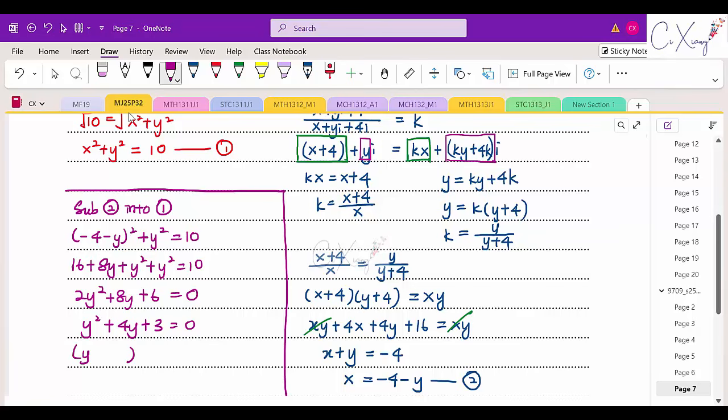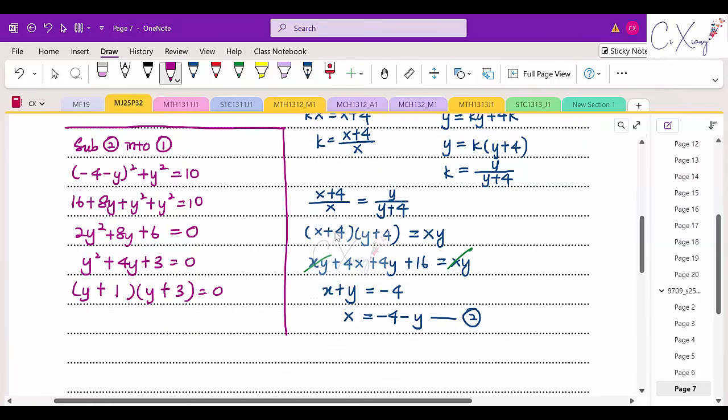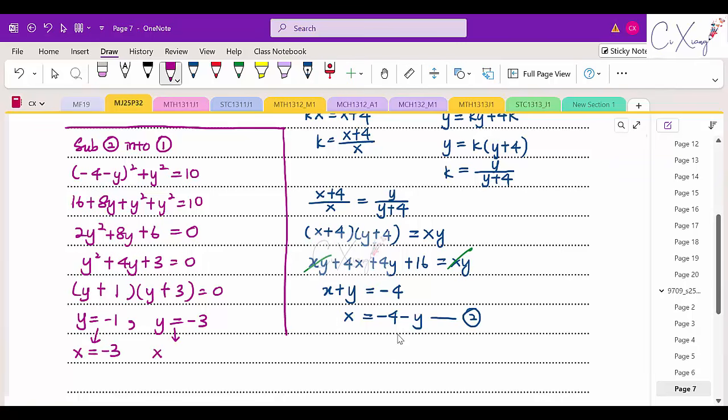Factorize the y. 3 and 1, positive both. Then you will get two values for y, where y equals negative 1 and also y equals negative 3. Then again, I want to get the value of x. Try to use the linear equation if you can. So I want to use this equation to find the value of x. Substitute negative 1 inside, you'll have negative 3. Then if you substitute negative 3 in your equation, you'll have negative 1.